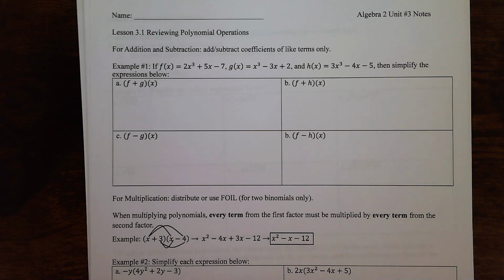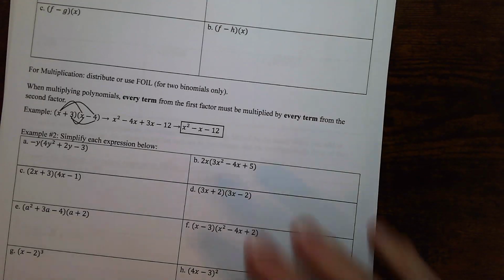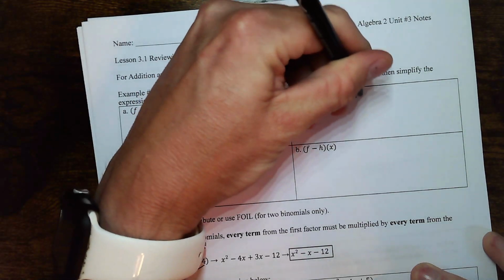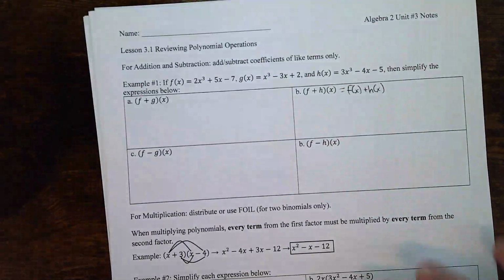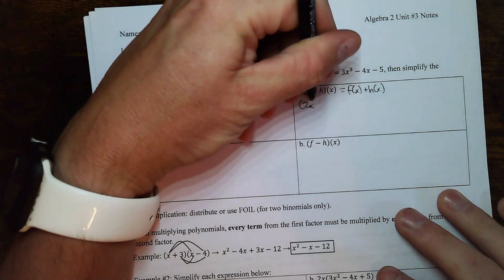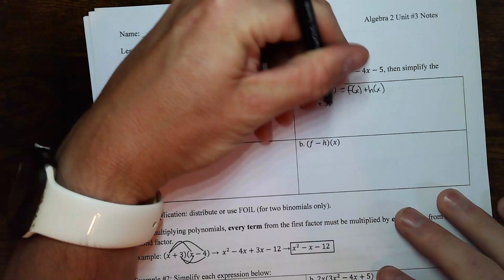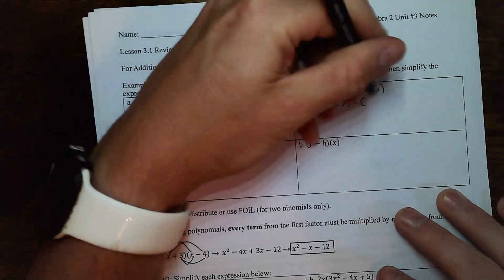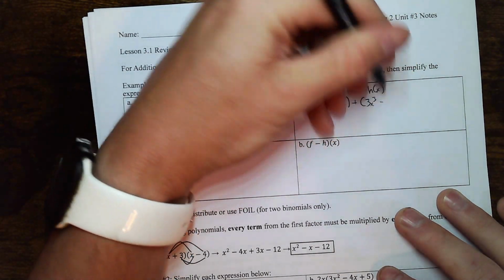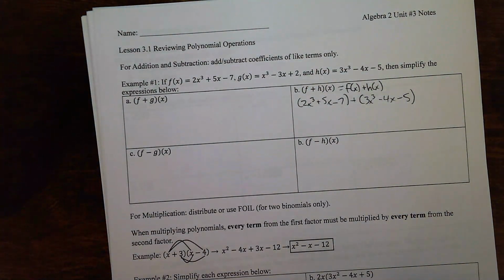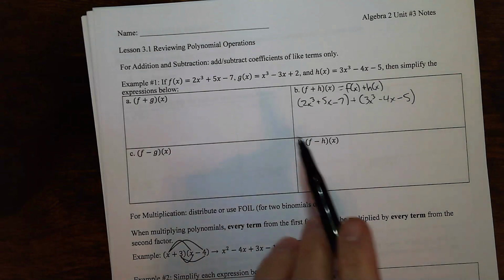All right, so let's review polynomial operations. If I have f plus h of x, that's equivalent to f of x plus h of x. So I'm going to be adding these two functions. What I'm going to do now is find those functions up there at the top. So f of x is 2x cubed plus 5x minus 7, plus h of x, which is 3x cubed minus 4x minus 5. Okay? And so when you're adding and subtracting, a couple of things you need to know.